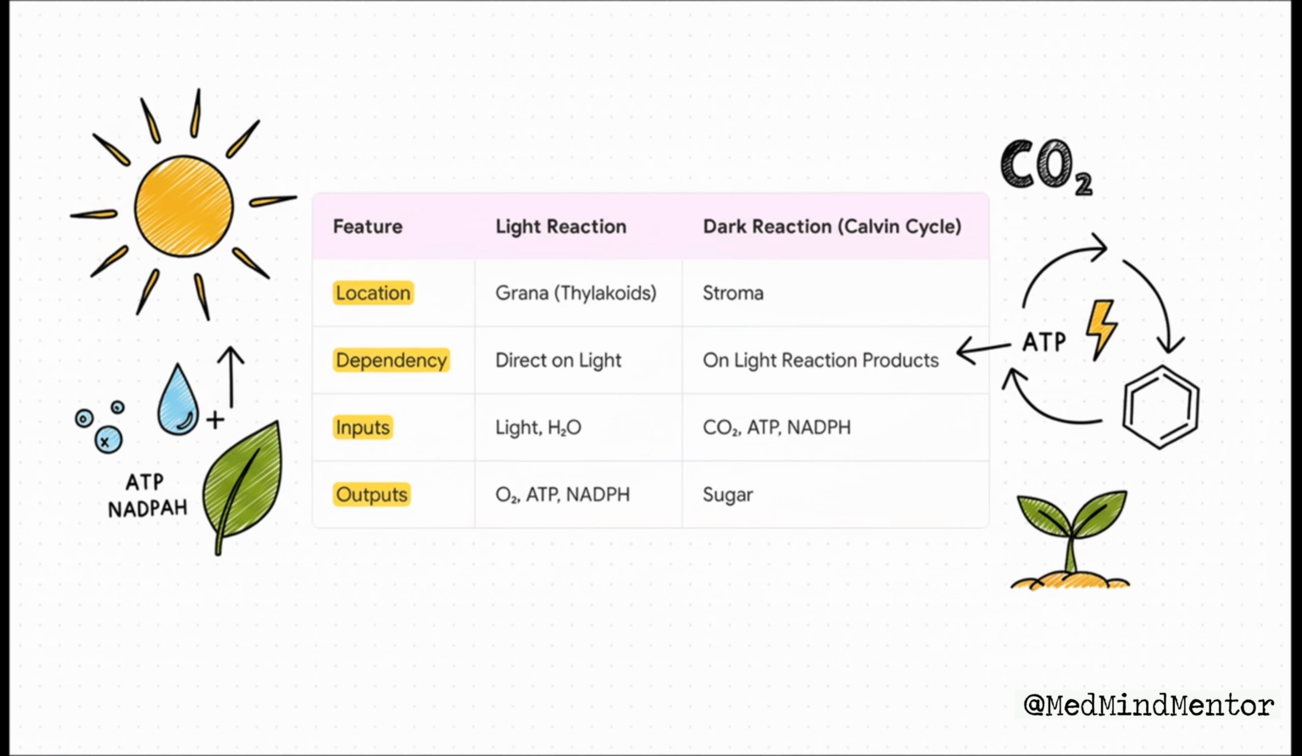Then comes the Calvin cycle. Now here's a key exam tip. Despite its old name, dark reaction, it does not happen in the dark. It's just light independent. It uses the energy from that first stage to turn CO2 into sugar.